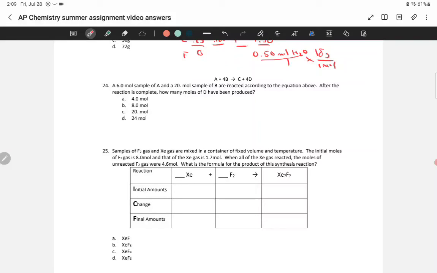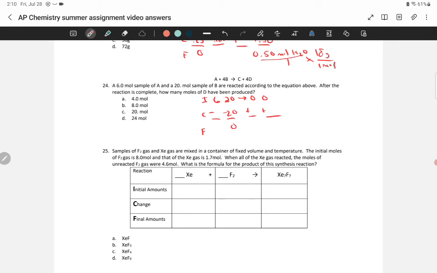Same style question again. Instead of rewriting the equation again, I'm just going to put my ICF underneath of A and B and C and D. So we have 6 moles of A and 20 moles of B. And again, for the products, we don't have any products. We're going to lose reactants. We're going to gain products. And this time it only asks for D. So we're only interested in this last column. So we have to figure out what the limit reactant is. So let's guess that's this one.